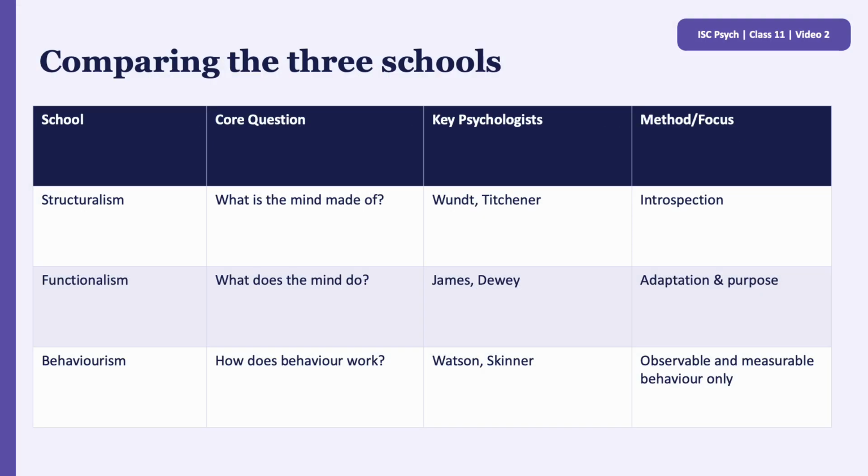Let us now put all three together so you can see the contrast clearly, because this is where students lose marks, writing about one school but accidentally describing another. Structuralism. What is the mind made of? Method, introspection. Key figures, Wundt and Titchener. Functionalism. What does the mind do? Focus on adaptation and purpose. Key figures, William James and John Dewey. Behaviorism. Forget the mind, study behavior only. Observable and measurable. Key figures, Watson and Skinner.